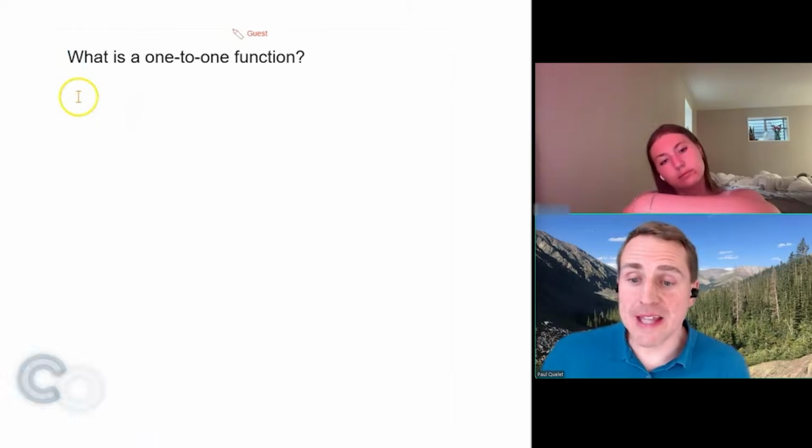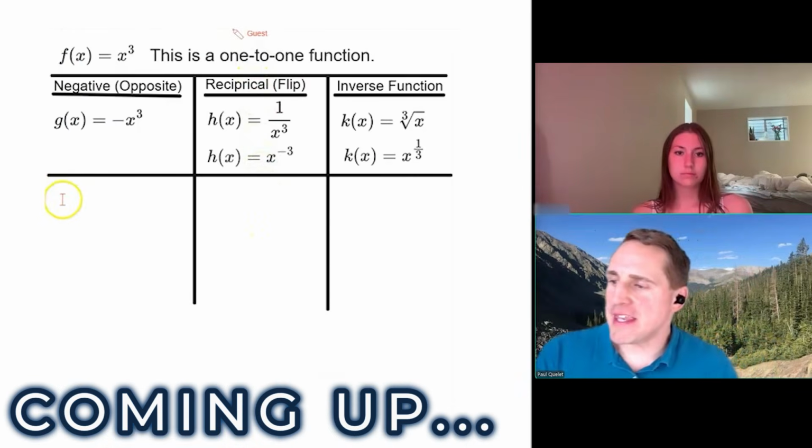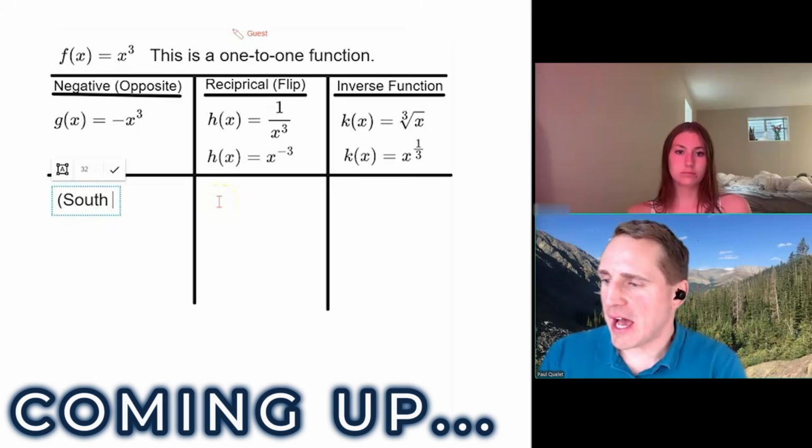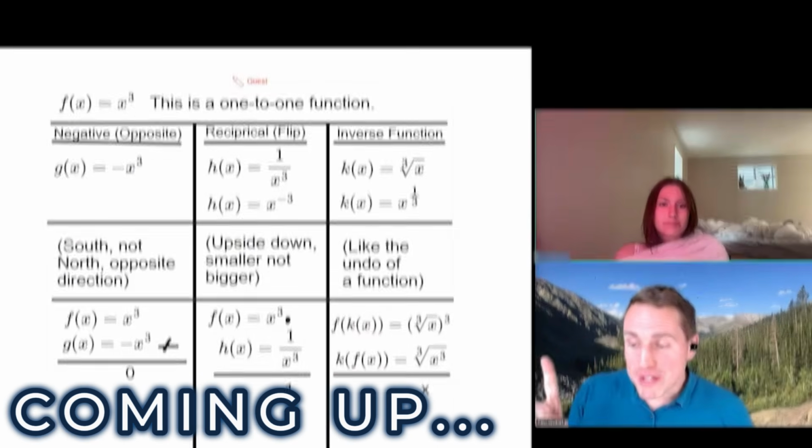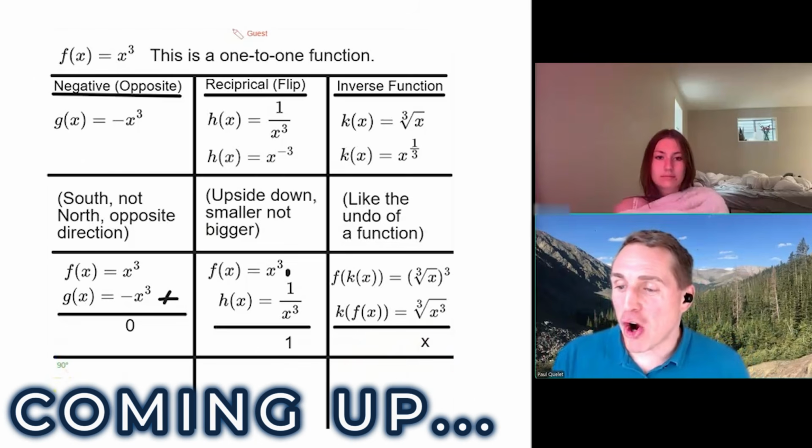Most students try to memorize this, but I'm going to help you understand it instead today on High Peak Education. What is a one-to-one function? Think of the negative as going south, not north. The reason this is all important is because there are analogies to trig functions.